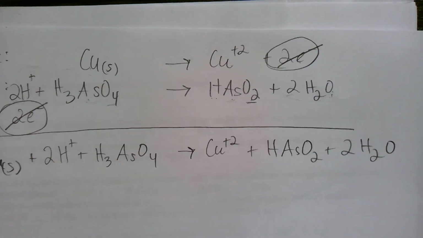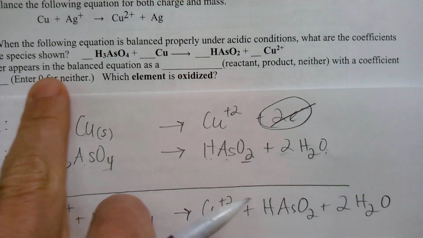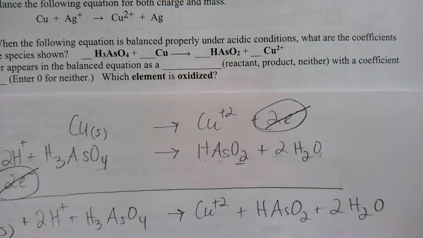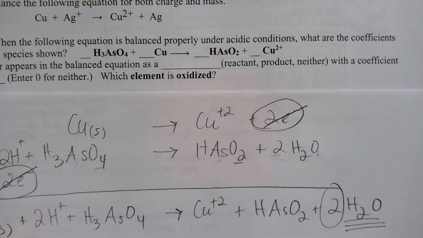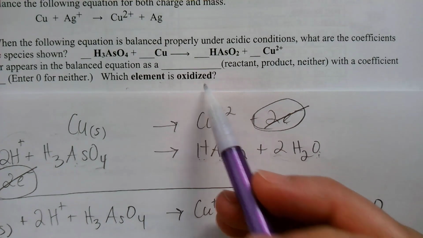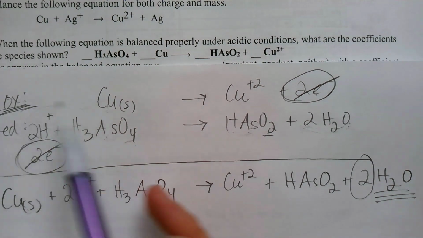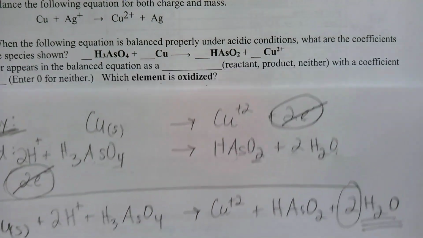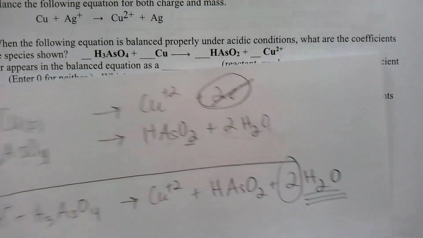Let's look at the rest of the question. Water appears in the balanced equation as, where is the water? It's as a product with a coefficient of 2. Which element is oxidized? Who's being oxidized? Well, we said our copper was being oxidized. Our copper went from 0 to +2. Oxidation is losing electrons.